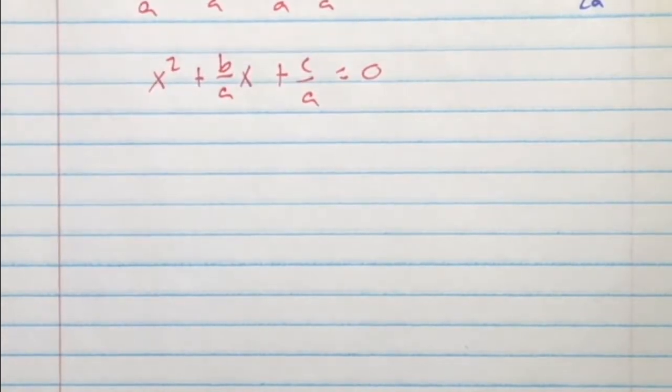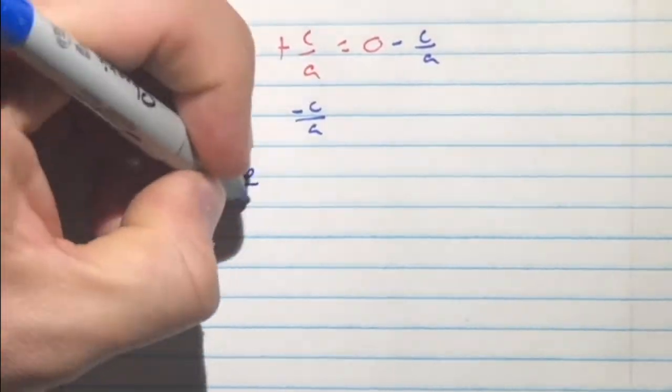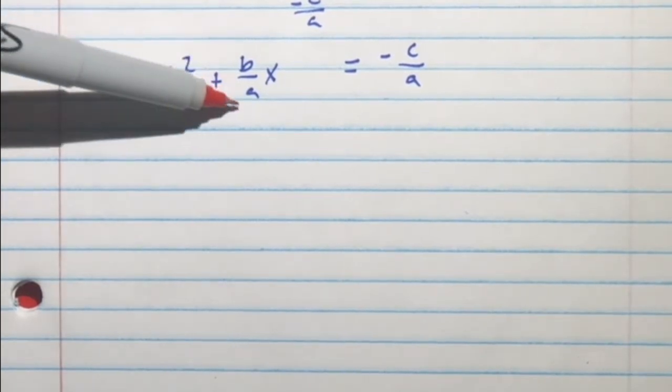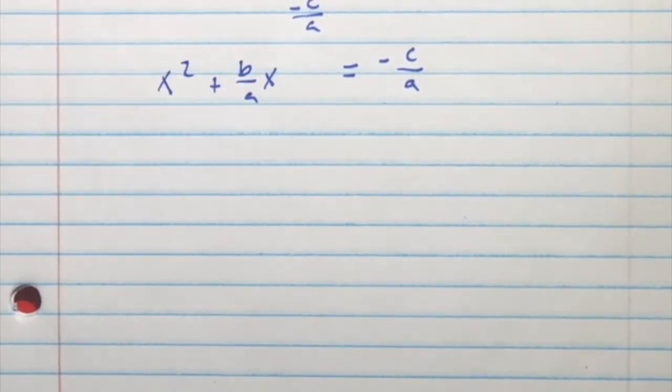Next part, we want to get this, which is normally just a number, over on the other side. So we are going to subtract c over a from both sides. Okay, this next part is where you'd want to understand how to complete the square. We are going to take this b over a, cut it in half, and square it. That value is something that we need.